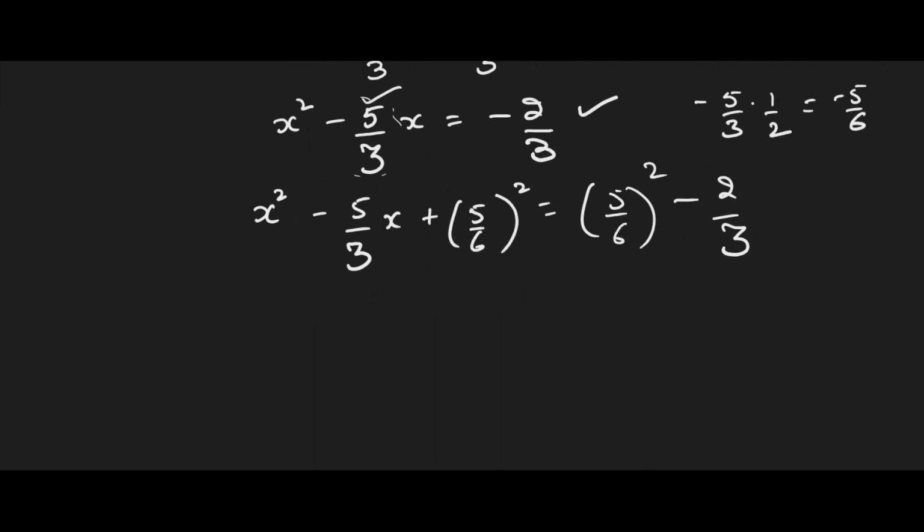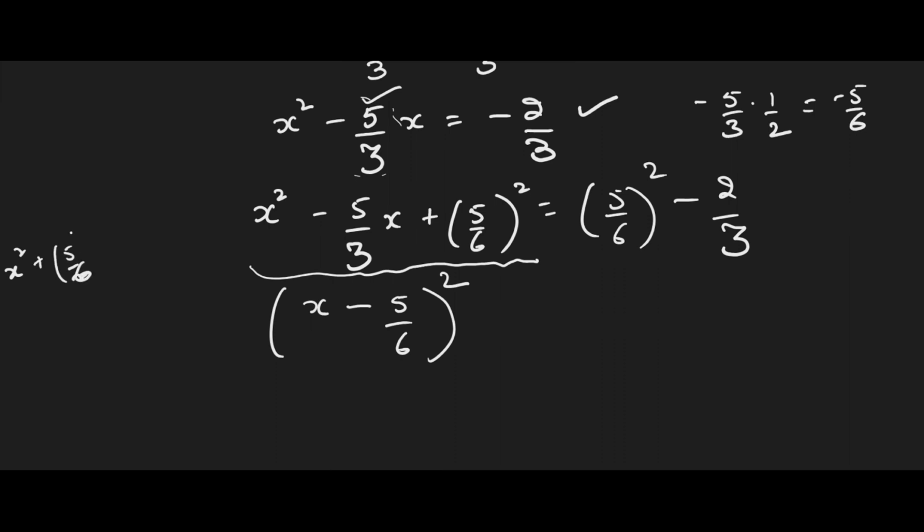So now we will get to know why we have done it. Okay. So this is because we wanted a perfect square on the left hand side. So this is x minus 5 by 6 whole square, because if you open this whole square, you will get this quadratic. Okay. Let's write down the quadratic. Open this whole square. x square plus 5 by 6 whole square minus 2 into x into 5 by 6. So this makes x square plus 5 by 6 whole square minus 5 by 3x.